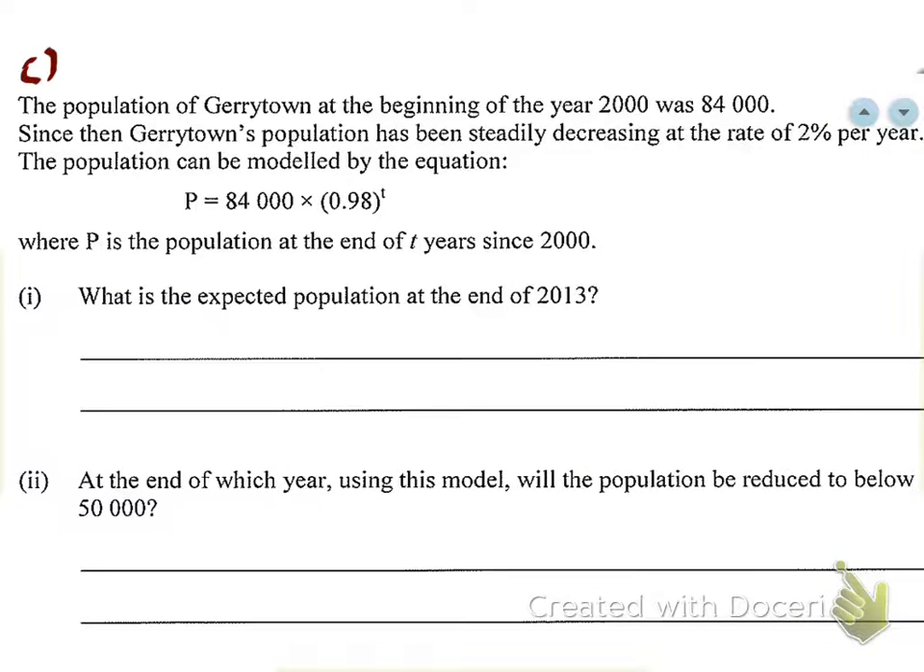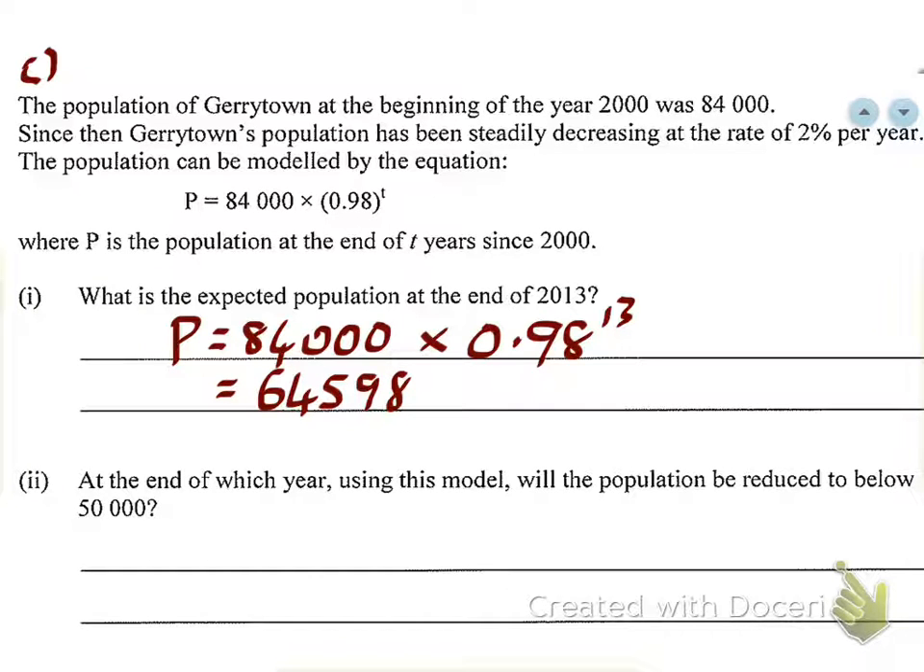So for question C, what we're doing is we're looking at a substitution for t years since 2000, we want 2013, t is 13. And anyone with a calculator can do that. And now for part 2. This figure here represents the p for the population, so we put that in our formula.